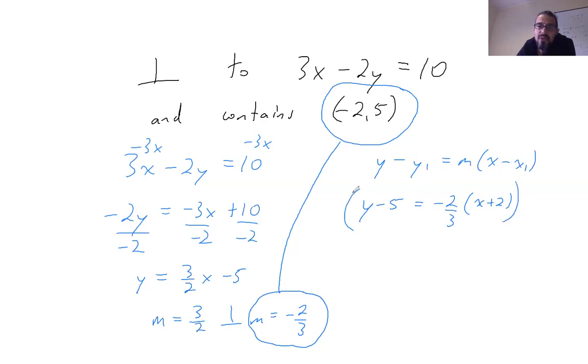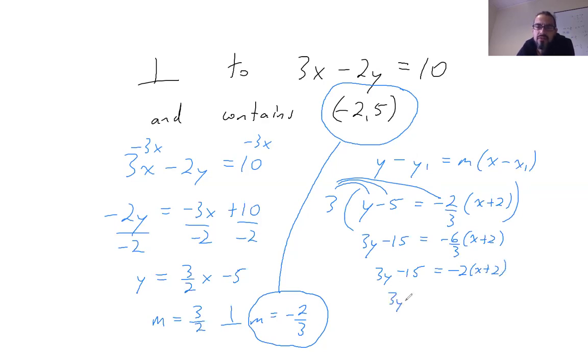We're going to times everything by 3. We'll get 3y minus 15 is equivalent to -6/3 times x plus 2. Losing my voice here. Okay, that's going to be 3y minus 15 is equal to -2 times x plus 2. Distribute that -2: -2x minus 4. Bring that 15 over to the other side by adding 15 to both sides. Yeah, and we're going to get -2x, 15 minus 4 is plus 11. And the last step, divide everything by 3.